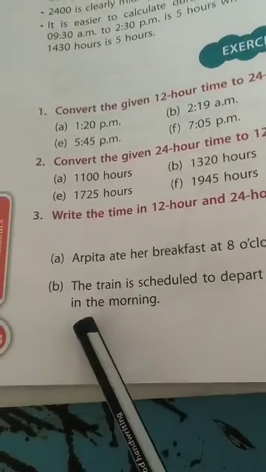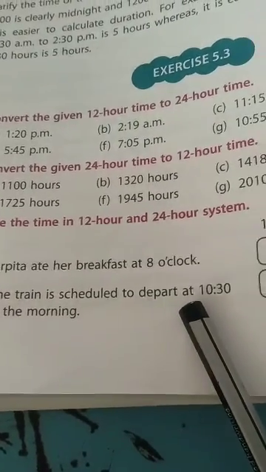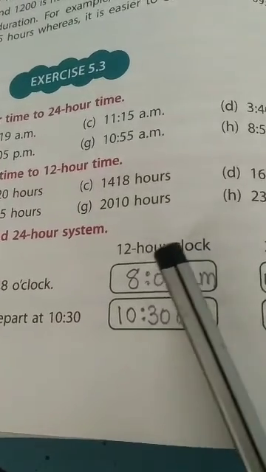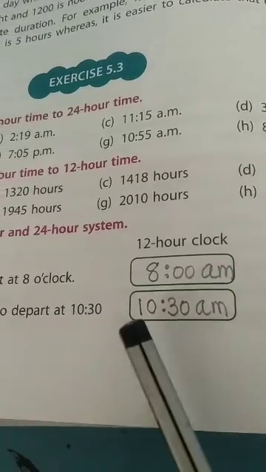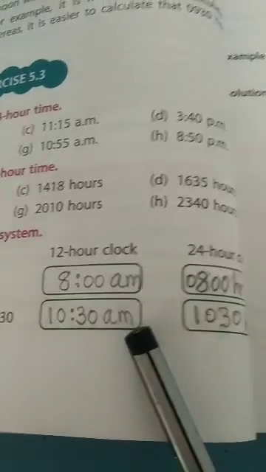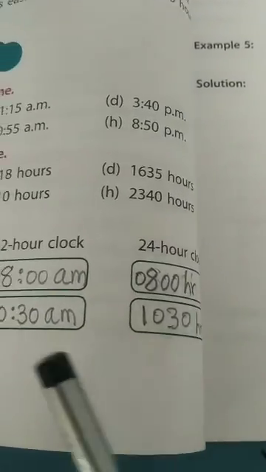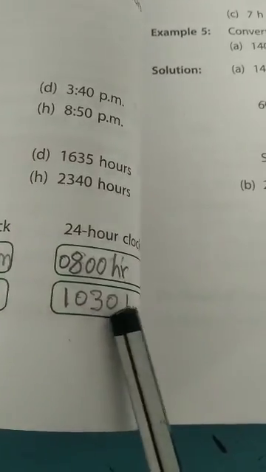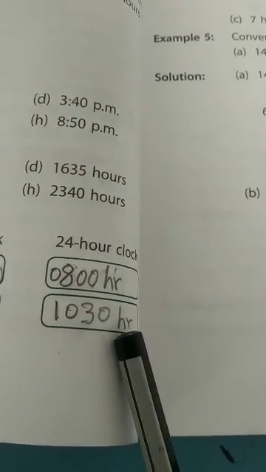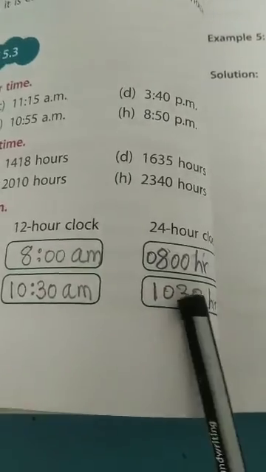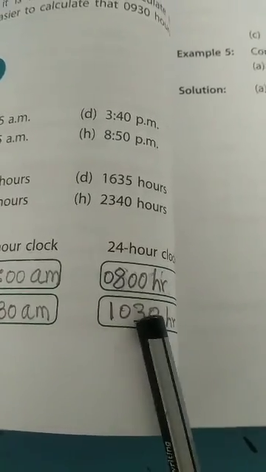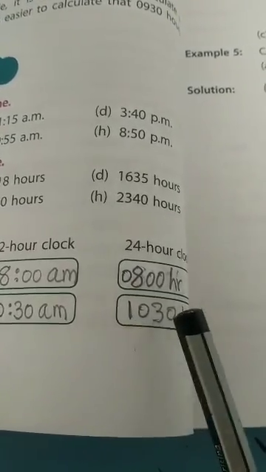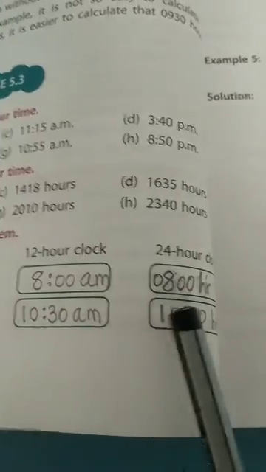Second, B question, you see: the train is scheduled to depart at 10:30 in the morning. Morning means AM. So in the 12-hour clock you write 10:30 AM. Whereas in 24 hour, AM also means don't add 12. So directly 10 hours 30 minutes. 10:30 hours. Like this you should write. Whenever you go to a railway station you can see it written like this. This is 24 hour clock time. So 10:30 AM means 10:30 hours.